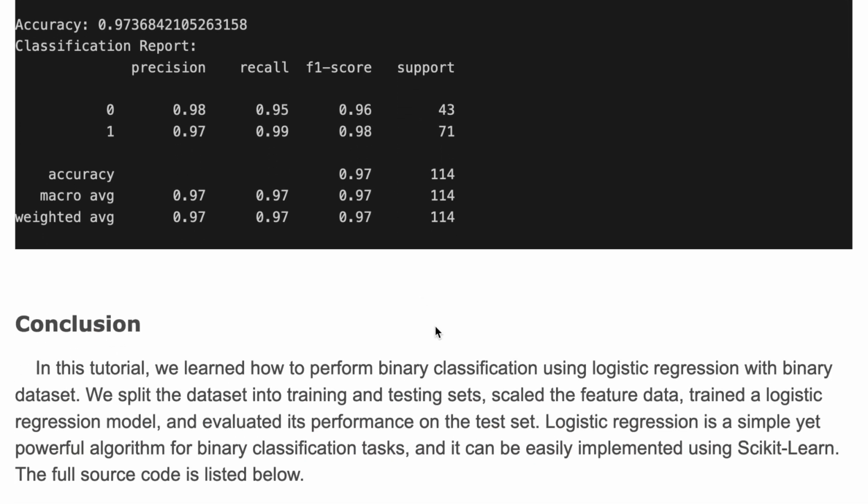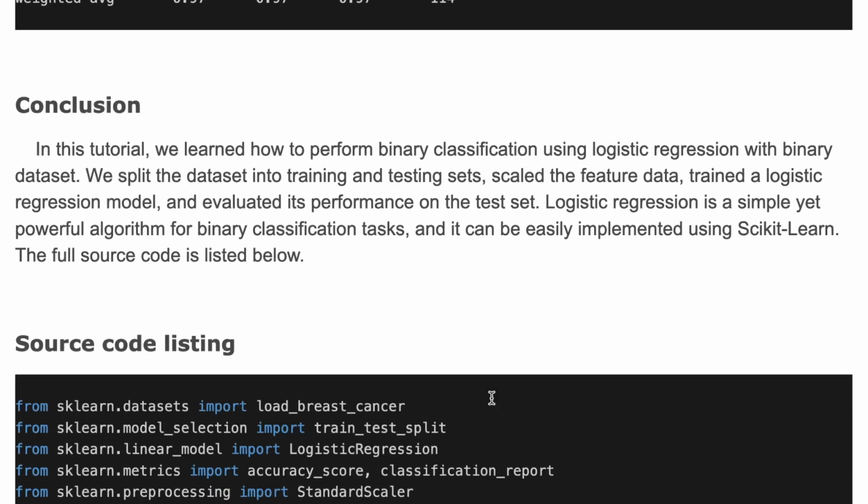That's it for this tutorial. In this tutorial we learned how to perform binary classification using logistic regression with a binary dataset. We split the dataset into training and testing sets, scaled the feature data, trained a logistic regression model, and evaluated its performance on the test set. Logistic regression is a simple but powerful algorithm for binary classification tasks, and it can be easily implemented using Scikit-learn. The full source code is listed here.